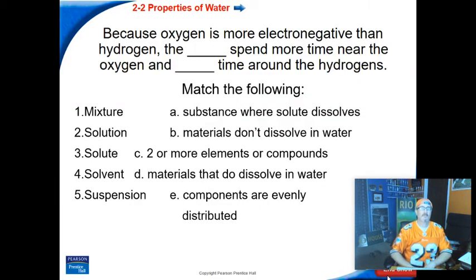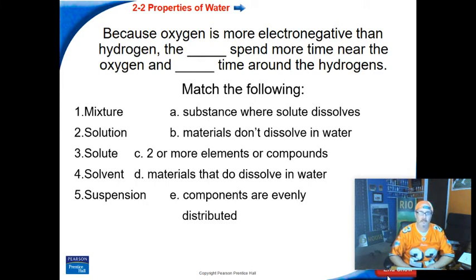Okay. Because oxygen is more electronegative than hydrogen, the blank spend more time near the oxygen and less time near the hydrogens. If you can't remember what that is, go back and take a look at number 14. I'll give you a clue. It's either protons or electrons. All right, for the first blank, and then more or less for the second blank.